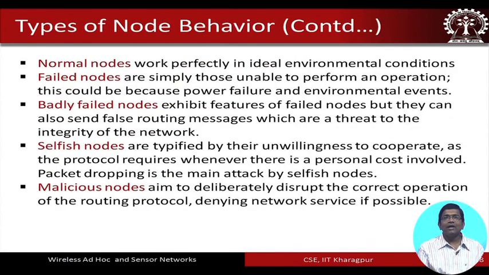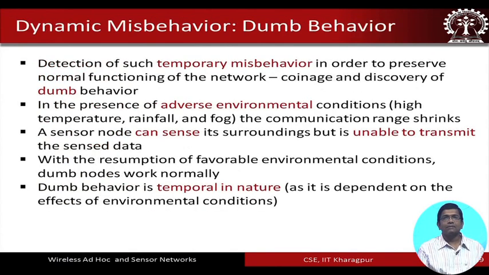Selfish nodes are typified by their unwillingness to cooperate as the protocol requires whenever there is a personal cost involved. For example, a node might behave selfishly, and instead of forwarding the packet that it receives, it might drop the packet. Malicious nodes, on the contrary, are not like the selfish nodes. Malicious nodes deliberately disrupt the correct operation of the routing protocol, denying the network service if possible.